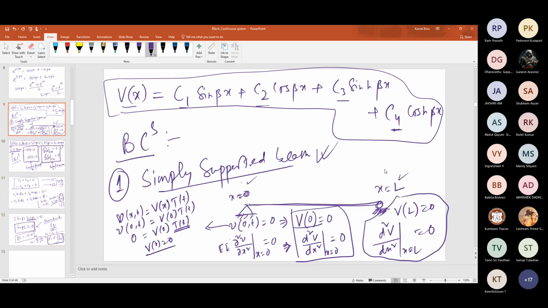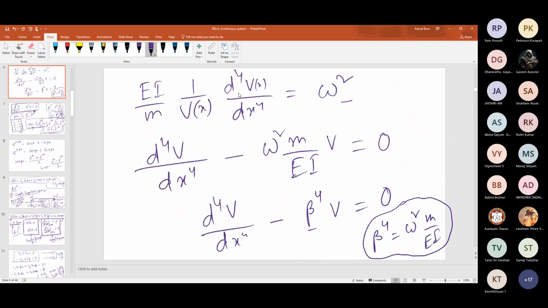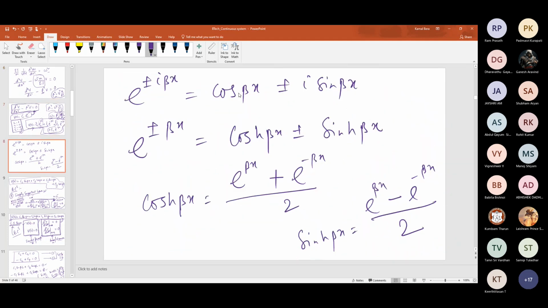Let me go back again to where I have assumed, yes, here. Actually I am getting this term, so this term I have assumed that beta raised to 4 to resemble this fourth order equation. Beta is not important to us, right? Finally, our product, I want the omega, that is the system natural frequency.